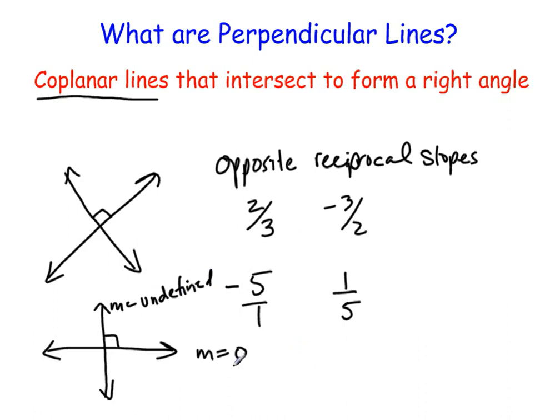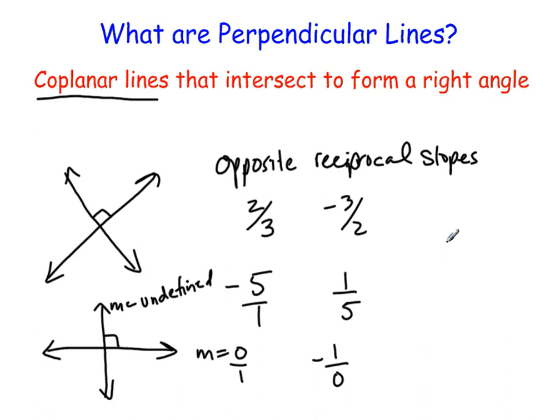Well, let's think about that. 0 is just 0 over 1. If I do the opposite reciprocal, I get negative 1 over 0. And we should remember that we cannot divide by 0 because it's undefined. That's why this still holds true. A horizontal line has a slope of 0, and its perpendicular vertical line is undefined. So they truly are opposite reciprocals in the same manner.